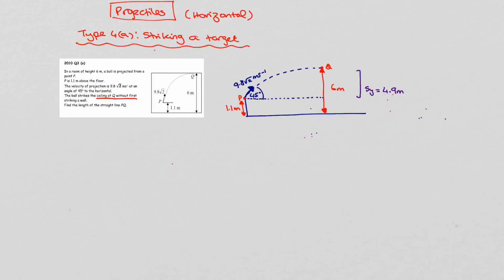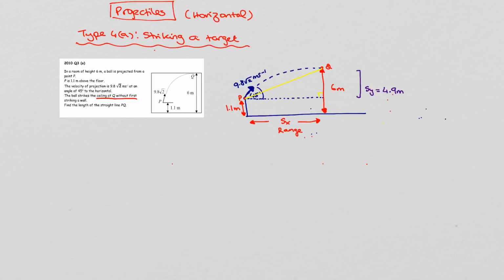If I use a different colour here, we have to find the distance from P to Q. Straight away we can clearly see that this is going to be a right angle triangle that we're looking for. And therefore we're going to need to get the hypotenuse. So we know 4.9 is going to be the side of the triangle, the height of the triangle, and the base of the triangle will be the range S of x. And therefore we use Pythagoras, and we'll be able to find the distance from P to Q.